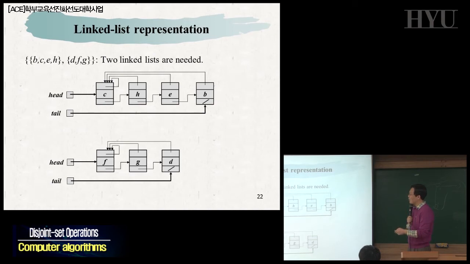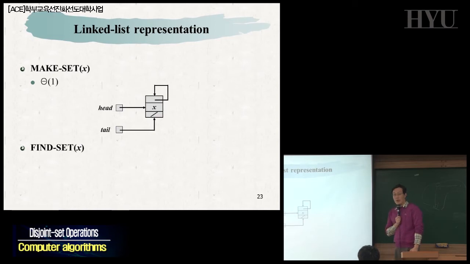And we have 2 pointers. One points to the head of the list, which is the representative member, and the other is the tail of this linked list. Okay.